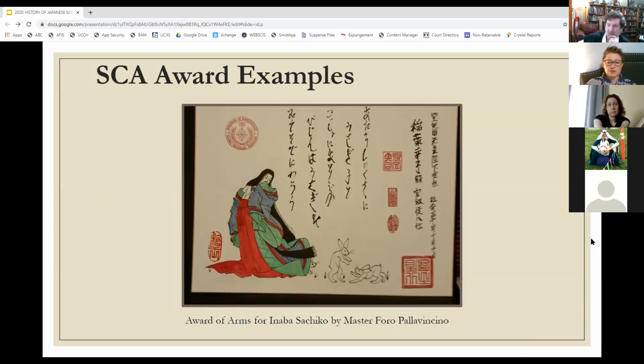This is an award of arms for Inaba Sachiko by Master Foro Pallavicino. And I love those rabbits. They're so cute. I think that they were actually used in her device. So I think that's why he put them in there. And more hanko. And I think that we're hiding snacks again in our sleeves.